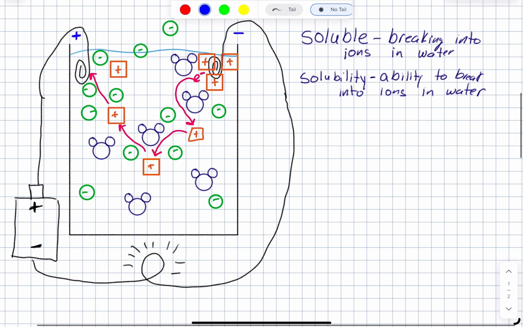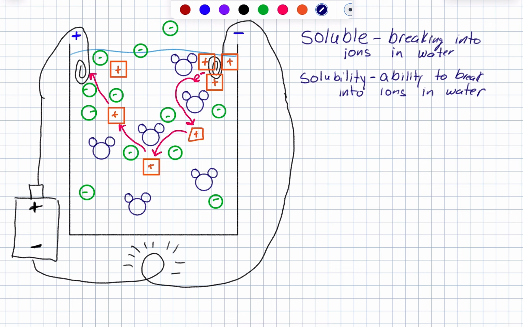Something else that I'm going to mention here is that some compounds are soluble while others aren't. And the reason for that is because of the attraction between the atoms. If I have a high attraction, it's going to be less soluble. High attraction means it's less likely to break into its ions.